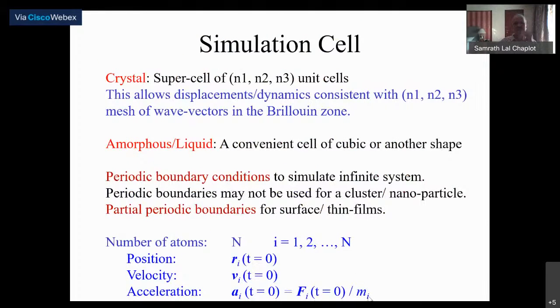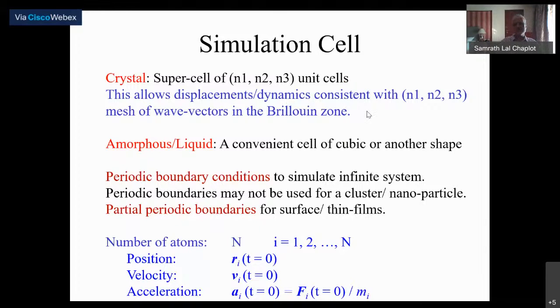Okay, so let's start. What are the basic important issues? First of all, we need to choose a simulation cell. What this means is, how many atoms or molecules can we calculate. Now this could be determined by a number of things. It could be determined by what kind of physics you are looking at.